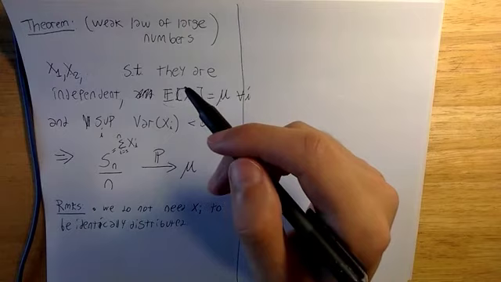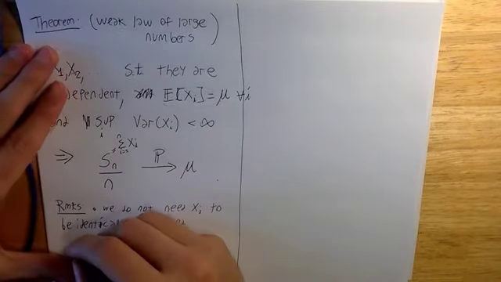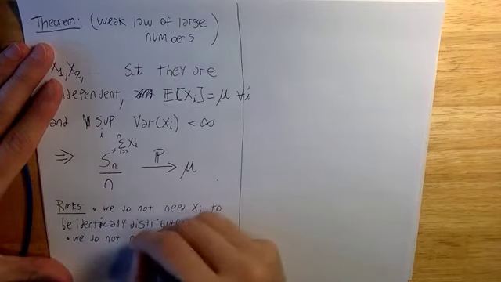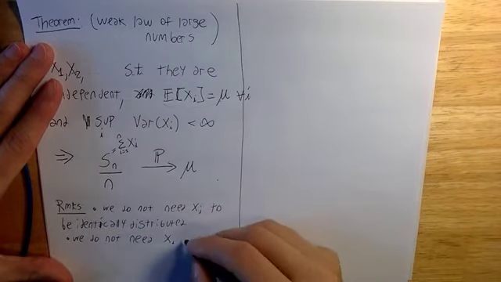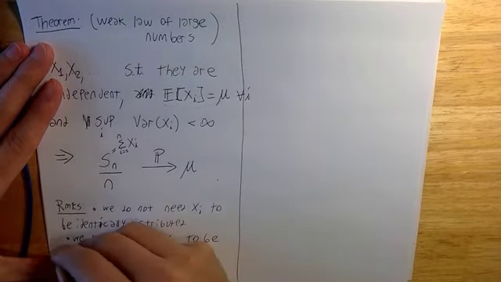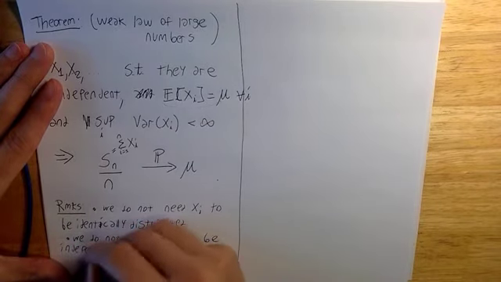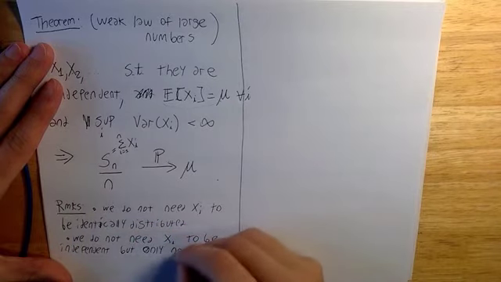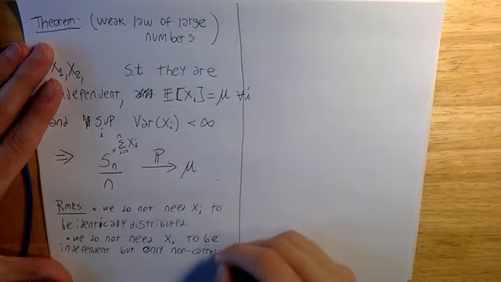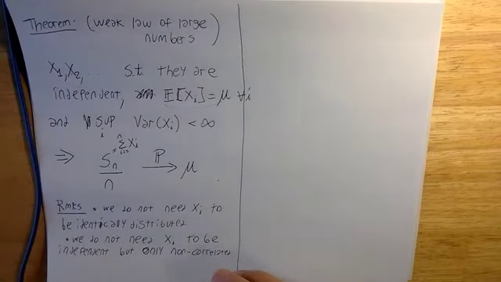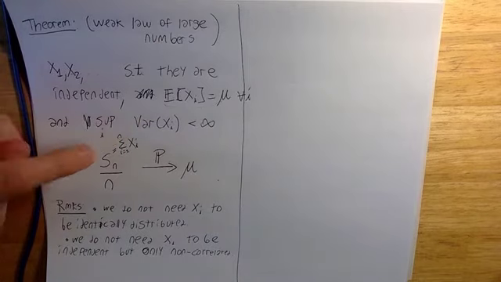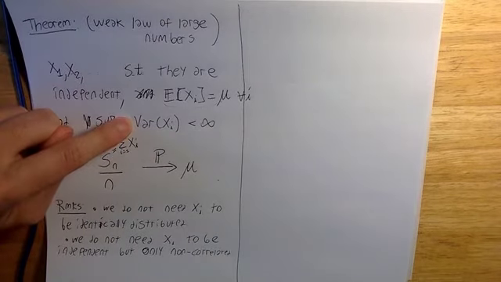That's one thing. And the other thing is that we do not need xi to be independent, but only non-correlated. They don't actually have to be exactly independent, but they need to be non-correlated. The only thing that we're going to use is that the variance of the sum is equal to the sum of the variances.